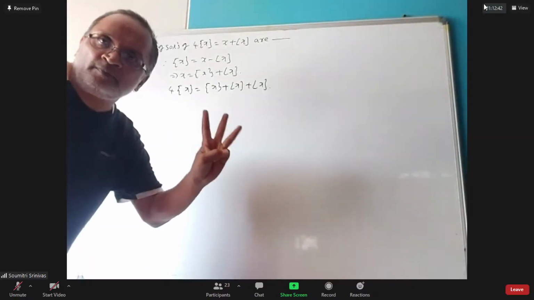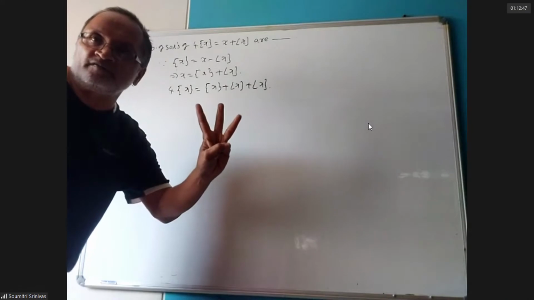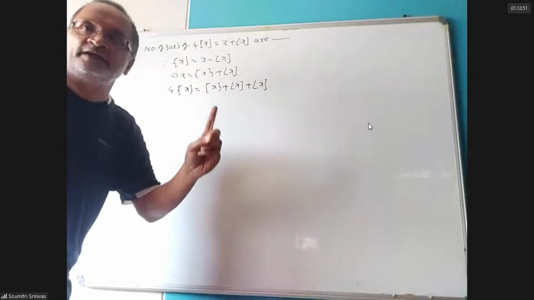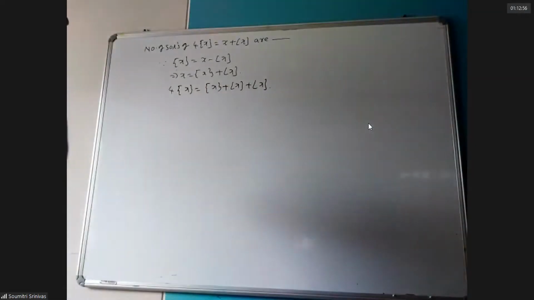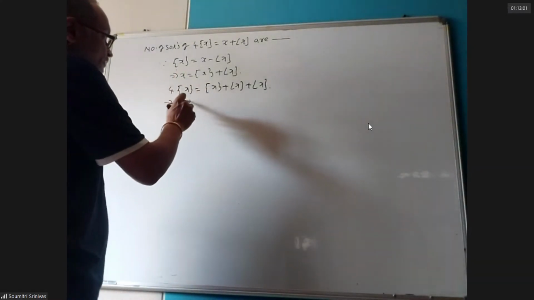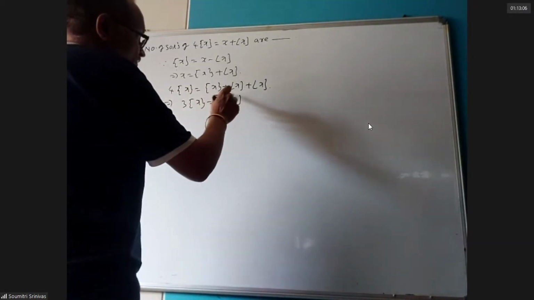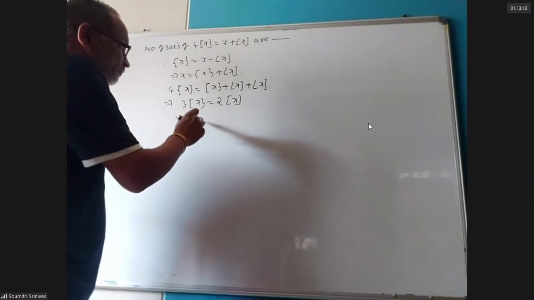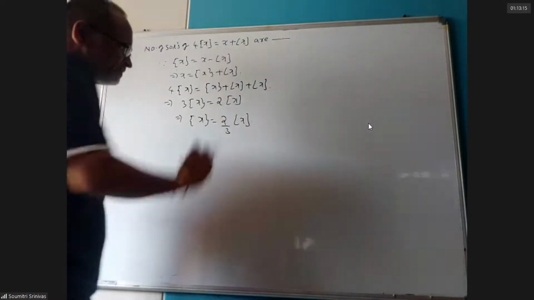We started the problem with three quantities: x, floor of x, and fractional part of x. Now I have made it into two quantities: floor of x and fractional part. Bring this fractional part here. What does it give you? 3 times the fractional part of x equals 2 floor of x. So the fractional part of x is 2 by 3 floor of x.